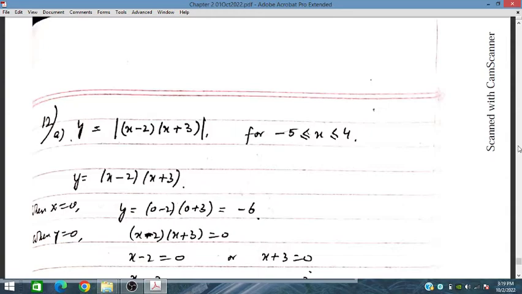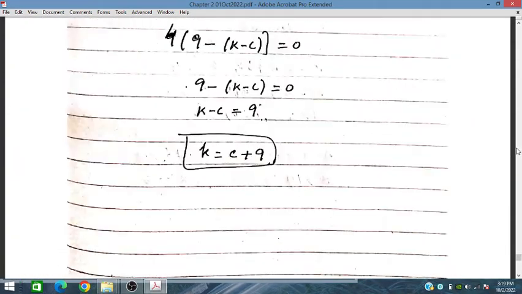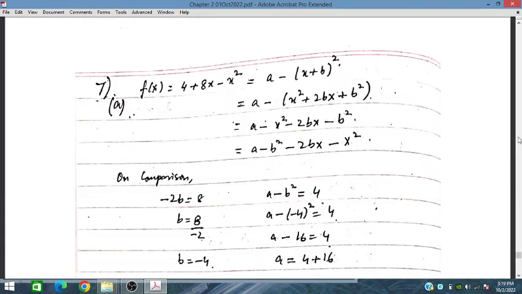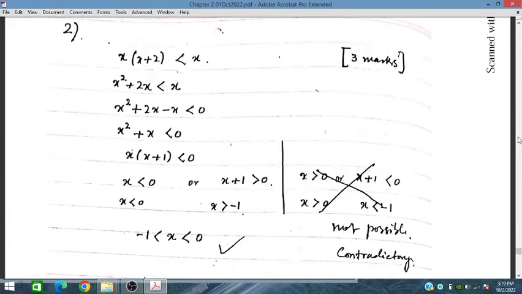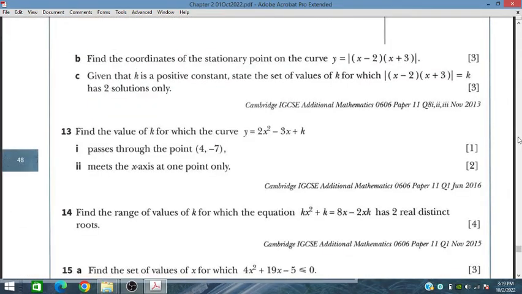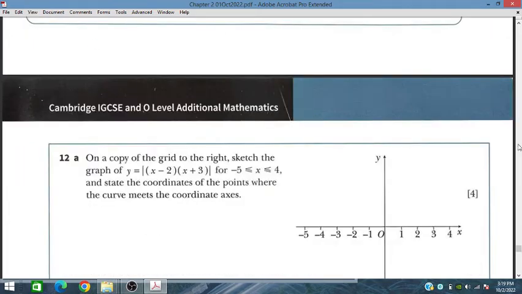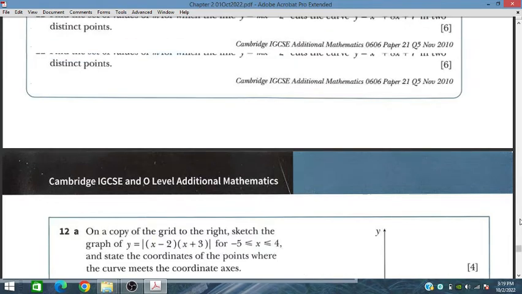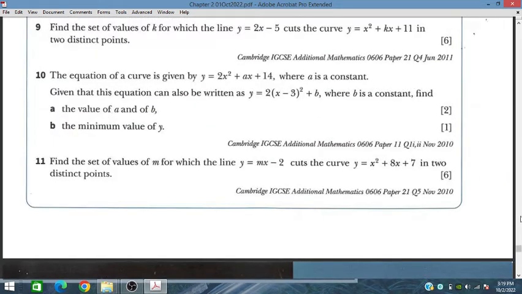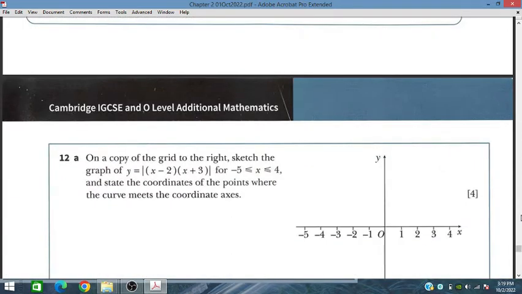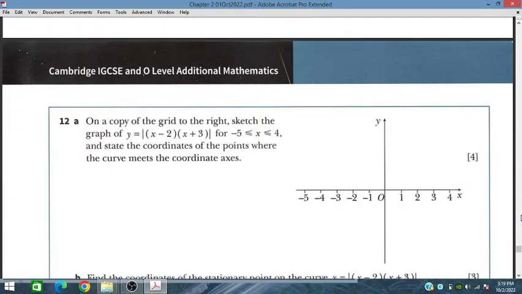Now problem number 12. On the copy of the grid on the right, sketch the graph of this, y is equal to this.